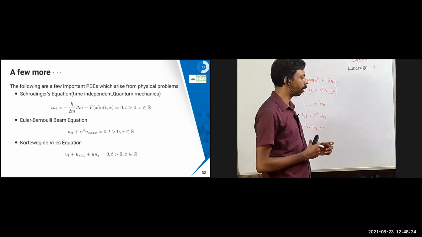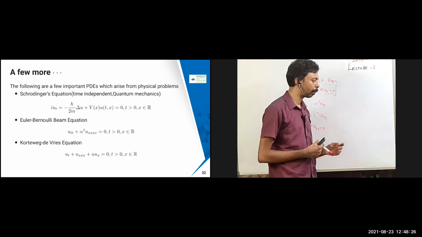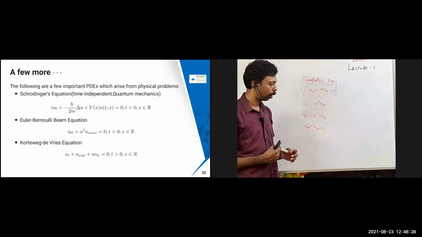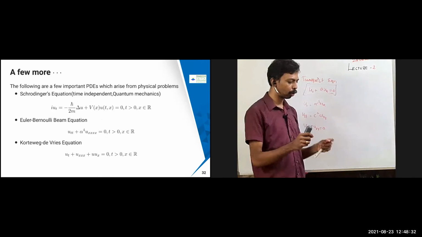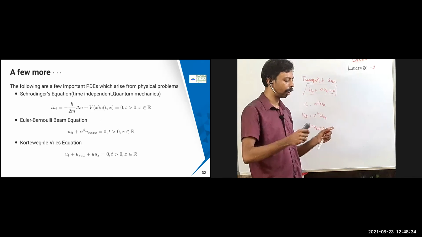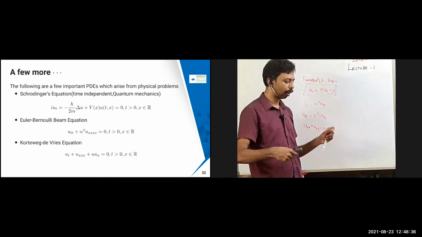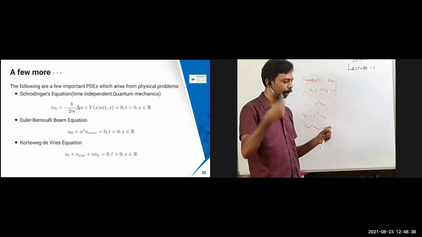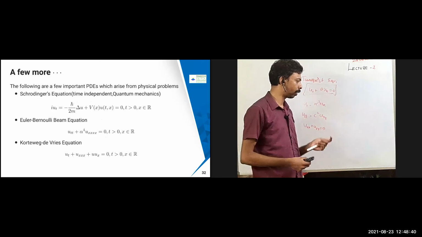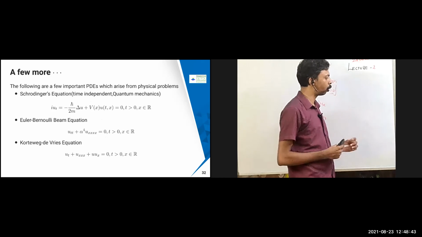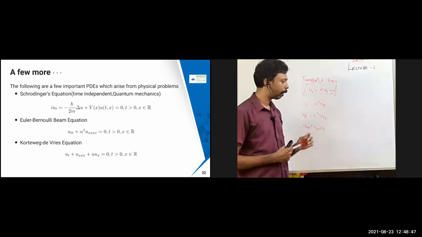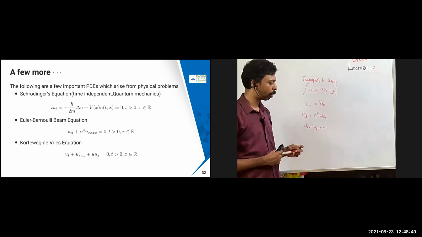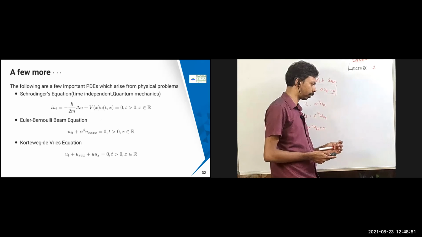Then the Schrödinger equation, which is one of the important problems in quantum mechanics, is given here. And then the Euler-Bernoulli beam equation, which discusses the beam problem, where you take a beam and then just accelerate it or make it swing. Then you see what the beam is going to do, etc. That you can derive using this one. And the Korteweg-de Vries equation, again, is an important problem in some of the Riemannian geometries, etc.